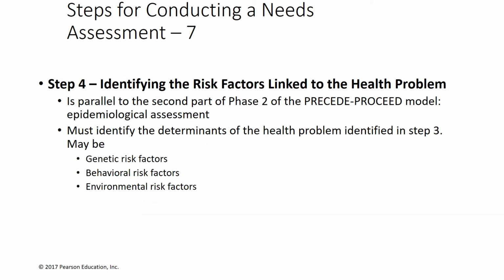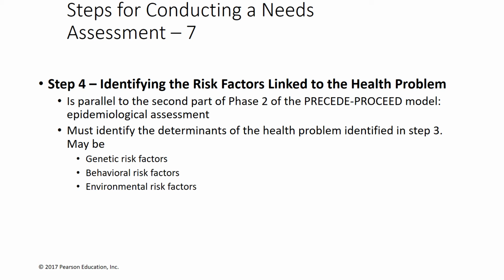Okay, step 4 in conducting a needs assessment, identifying the risk factors linked to the health problem. Here we're focusing on those independent variables. The idea is that if our health problem, that's our dependent variable, if we want to decrease the incidence or prevalence of that health problem, the way that we do that is by facilitating change in the contributory causes to that health problem. In other words, we are looking for independent variables that if we manipulate, if we change them, we would expect to see some type of change in the dependent variable or the health problem.